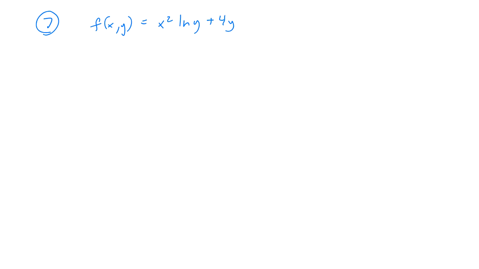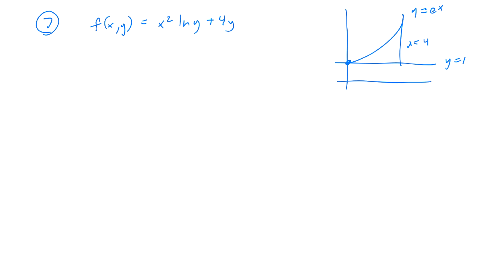So 7 says, here's our function, and it's the curved triangle where x goes from 0 to 4, and y goes from 1 to e to the x. So here's y equals 1. Here's y equals e to the x. And then they say go from x equals 0, which is just there, x equals 4. So here's our little, they're calling it a curved triangle.